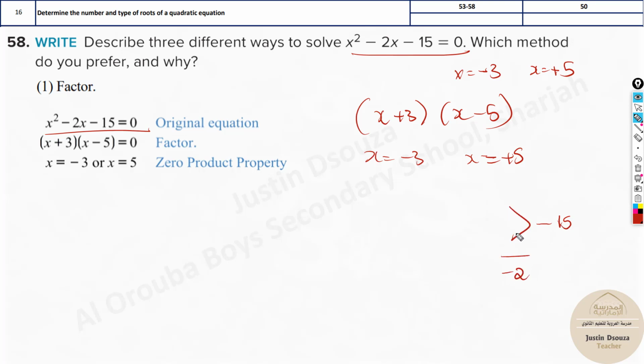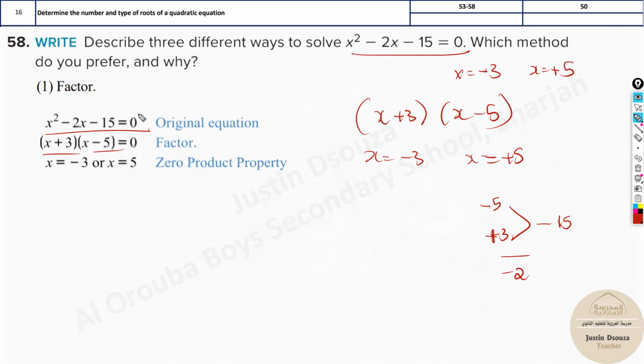You must find two numbers such that when you multiply them, this is the answer, and when you add them, this is the answer. So think over here, 5 multiplied by minus 3 is negative 15. 5 plus minus 3 is 2. Oh, sorry, it is minus 2. These are the factors. Whatever you get over here, these numbers will be the factors. You can see it is x plus 3, x minus 5. This is the factoring method.